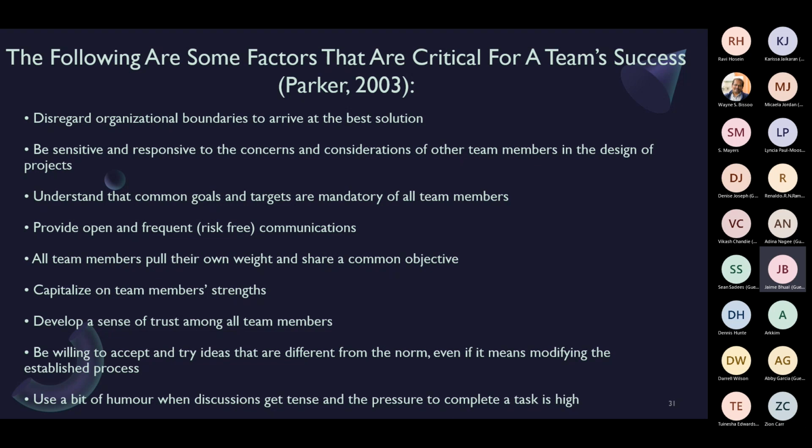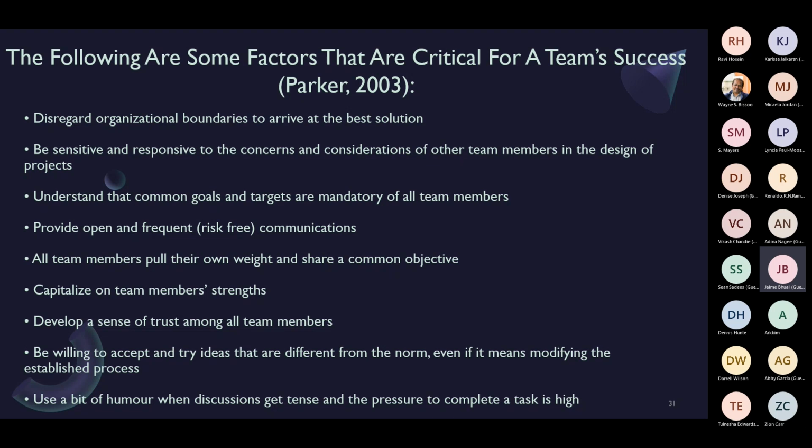I need to be sensitive and responsive to the concerns and considerations of other team members in the design of projects. We all need to respect everybody's input. You need to understand that common goals and targets are mandatory of all team members. So the vision and mission of the team must be accepted by all the team members and critical goals viewed as the collective responsibility of the team. We need to provide open and frequent communications. All team members pull their own weight and share common objectives. So all team members must be consistent with their commitments in order for the team to succeed.